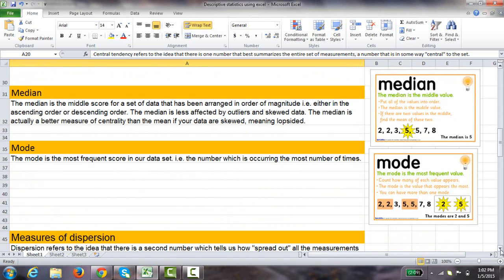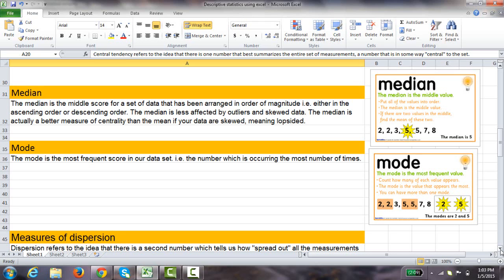Now let us see what is median. The median is the middle score for a data set that has been arranged in order of magnitude, that is either in ascending order or descending order. The median is less affected by outliers and skewed data. The median is actually a better measure for centrality than mean if your data are skewed, meaning lopsided.